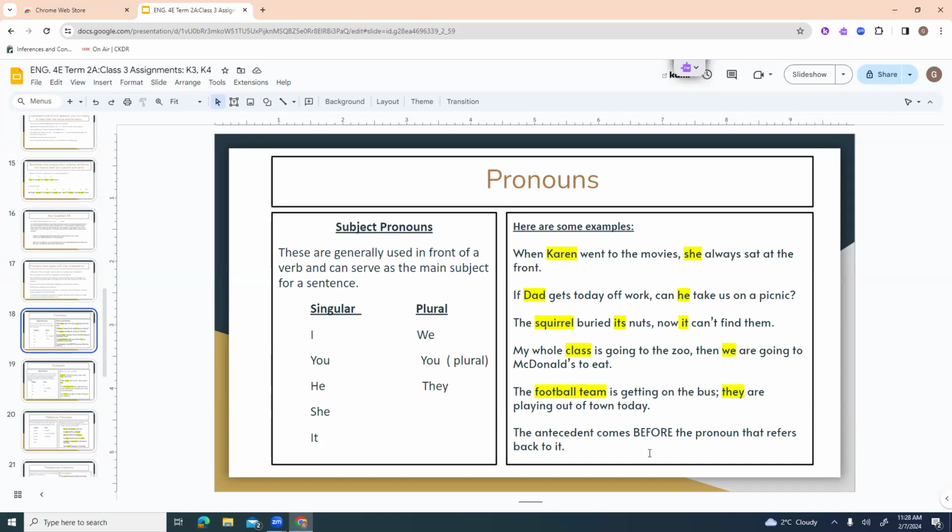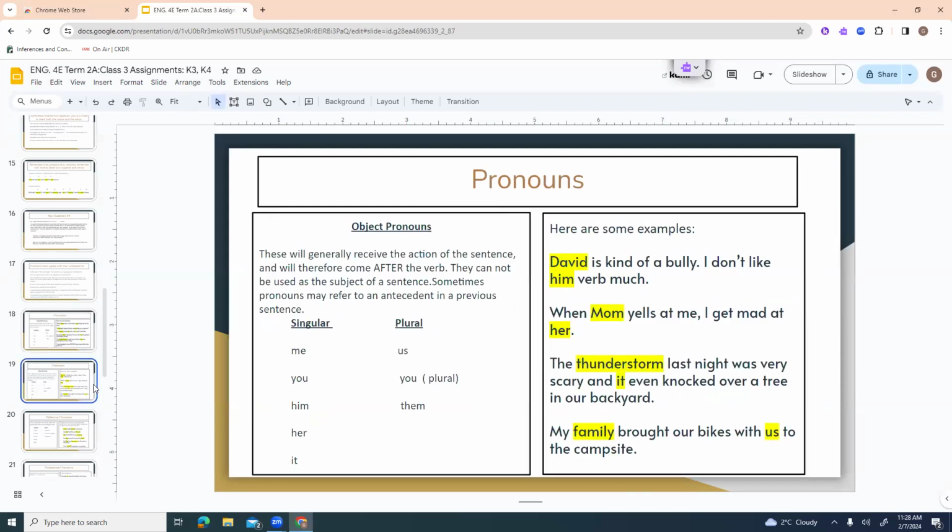Generally, the antecedent comes before the pronoun that refers back to it. There are some exceptions. Every now and again, somebody might do a complex sentence where they put the pronoun first and then the person's name, but I was worried that'd be a bit confusing. You're going to see the name first or the noun first and then the pronoun way more often. So I'm just kind of sticking to that right now.